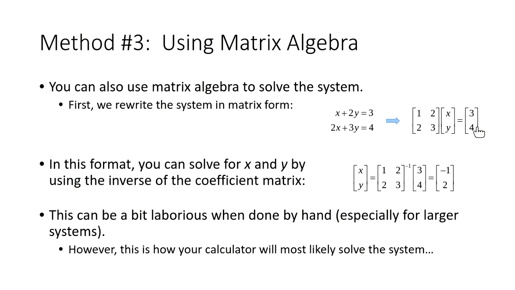I have this column matrix here that contains just the constants, the 3 and 4. Now the idea is that if I have it written in this format, I can take the inverse of this matrix, multiply it by that to get my answer. Now that can be a bit time consuming to do by hand, especially when you've got really big systems, 3x3s or 4x4s. But the idea is that your calculator can do this all on its own as long as you're comfortable with splitting it up into this matrix format.